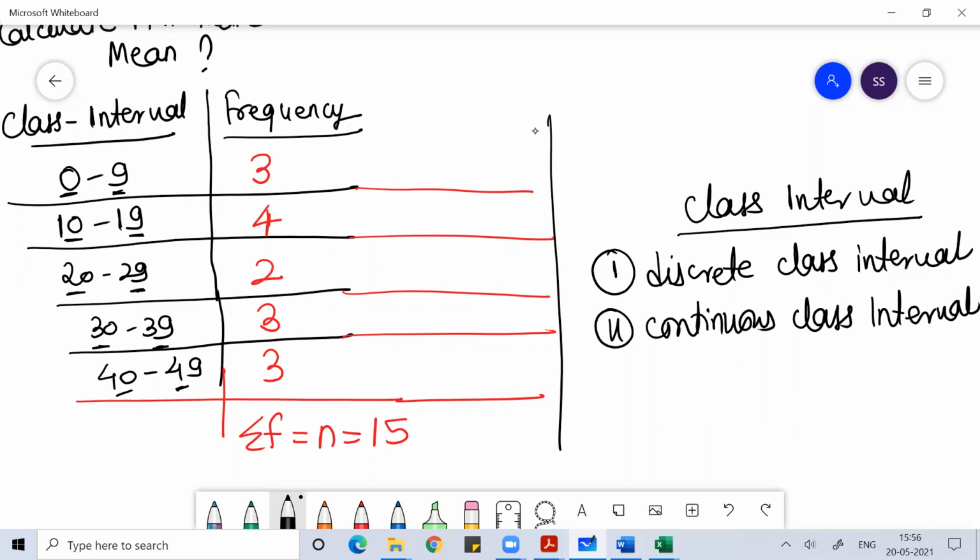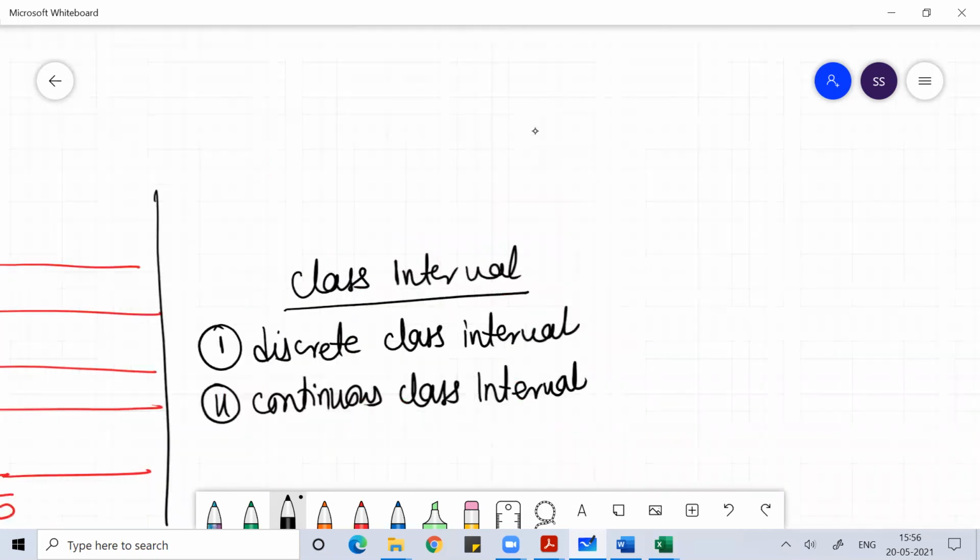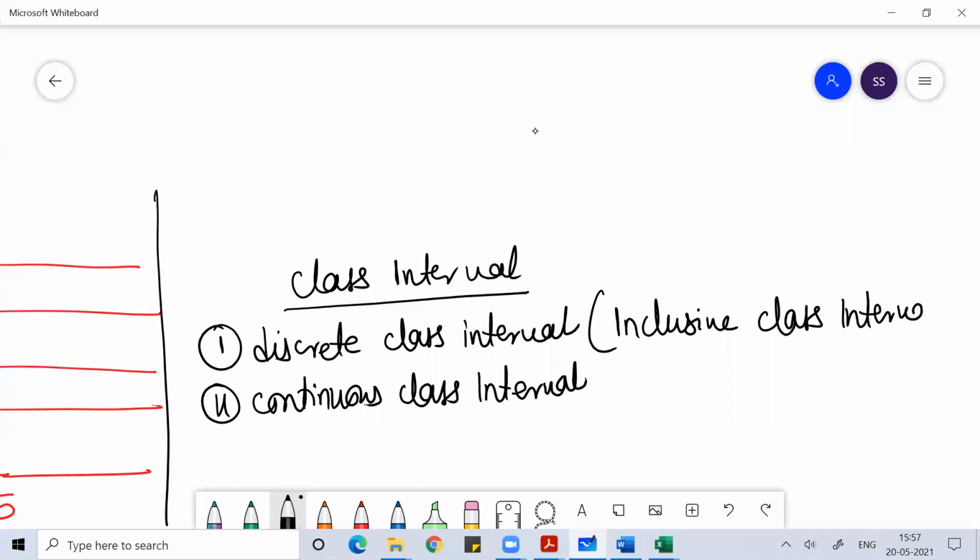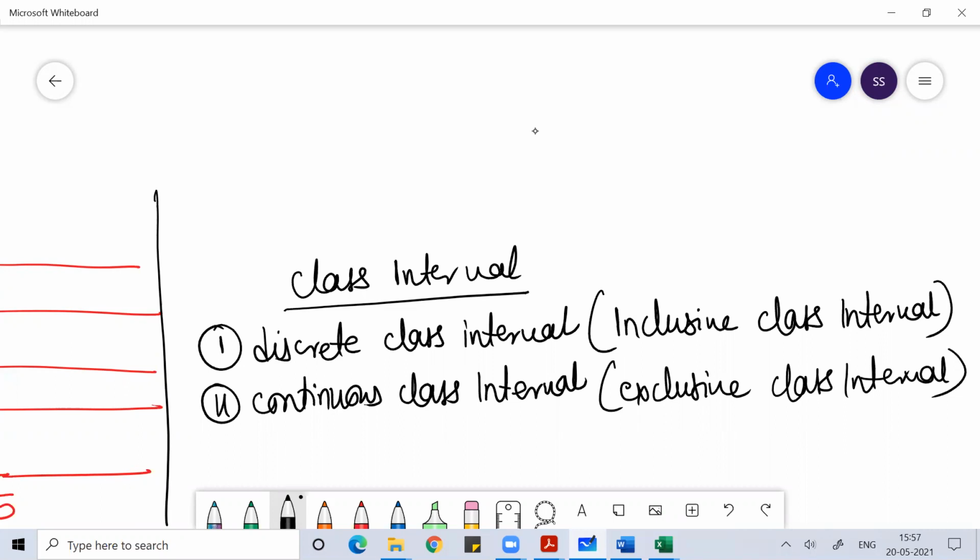The other name of discrete class interval is inclusive class interval, and the other name of continuous class interval is exclusive class interval. Now again you will ask the same question: what is discrete class interval and what is continuous class interval?